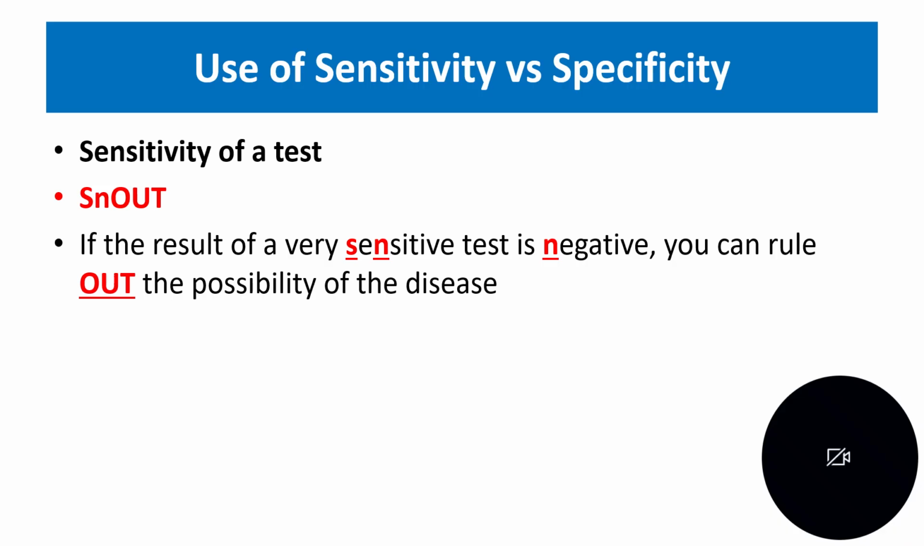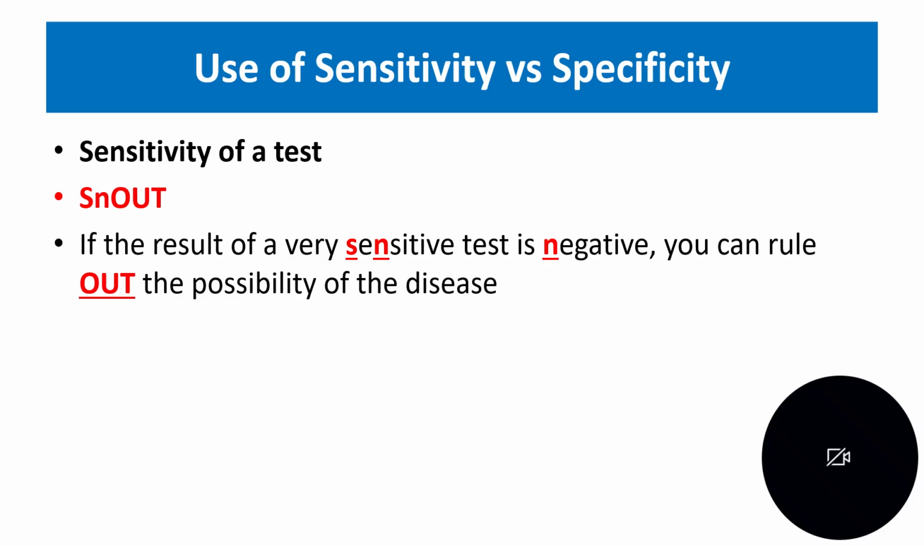And SNOUT stands for: if the result of a very sensitive test, the SN in the mnemonic, is negative, the N in SNOUT, you can rule out the possibility of the disease. So let's read that again.